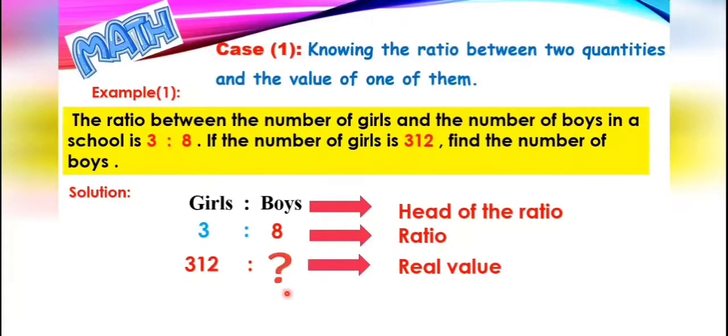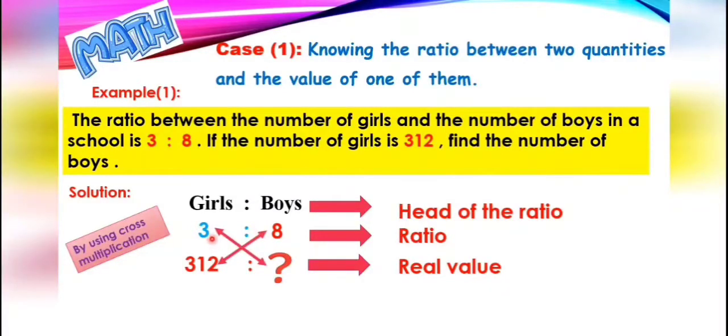How can I find the real value of the boys? To find the real value of the boys, we use the cross multiplication method. In the cross multiplication method, we search for the two opposite numbers, like 312 and 8. I will multiply the two opposite numbers by each other and divide them by the third number.